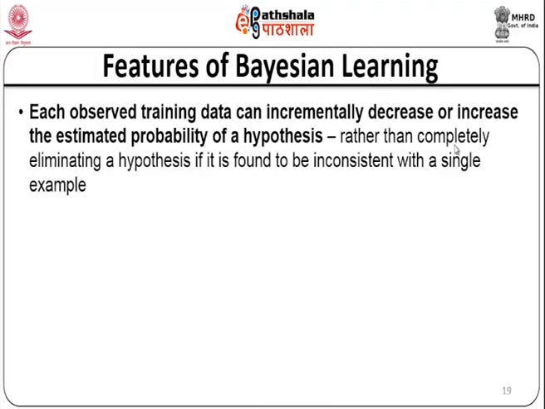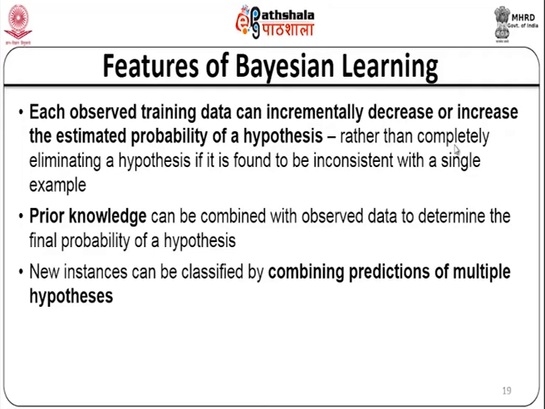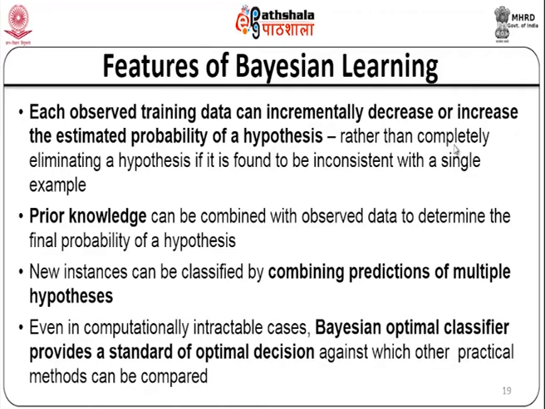We will see this. Now some of the features of Bayesian learning are: each observed training data can incrementally decrease or increase the estimated probability of a hypothesis. This hypothesis is what is the final finding that you have done. Rather than completely eliminating a hypothesis if it is found inconsistent with a single sample, we can incrementally increase or decrease the estimated probability. We are not going to eliminate anything. And prior knowledge can be combined with observed data. Observed data is used to find the likelihood, to determine the final probability of a hypothesis. New instances can be classified by combining predictions of multiple hypotheses, and even in computationally intractable cases, the Bayesian optimal classifier provides a standard optimal decision against which other practical models can be compared.